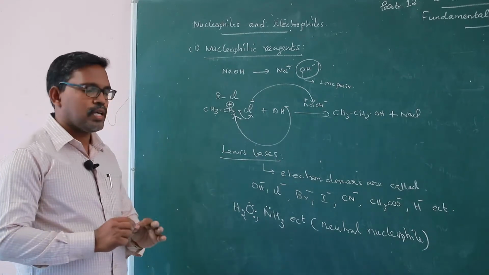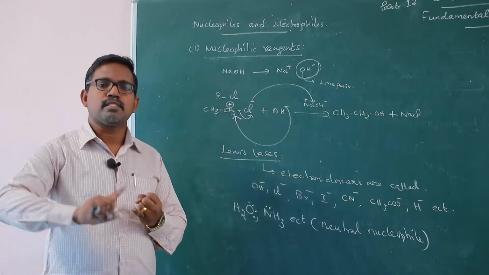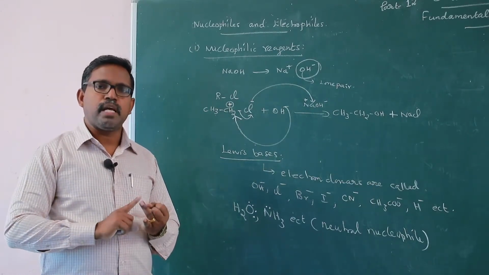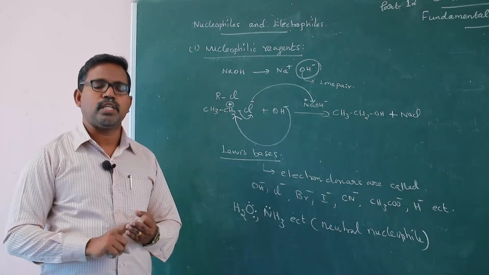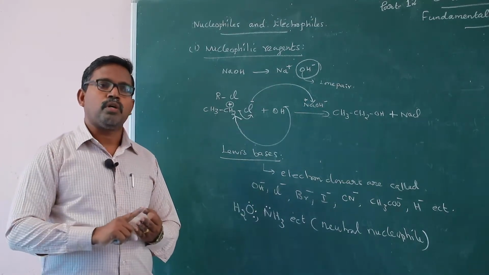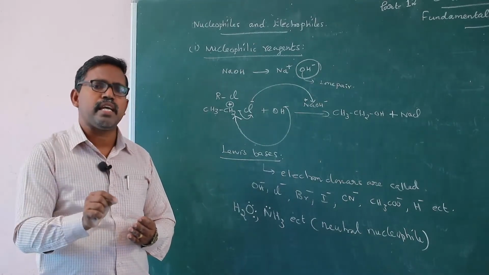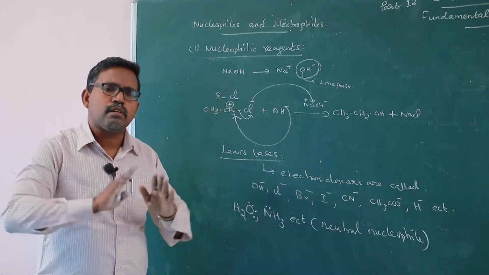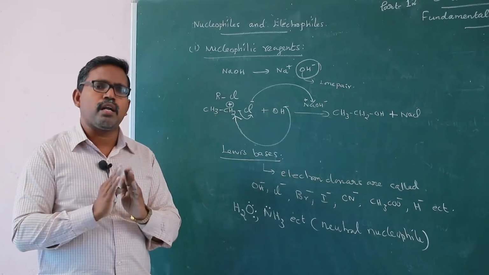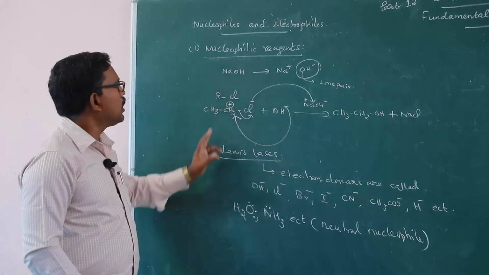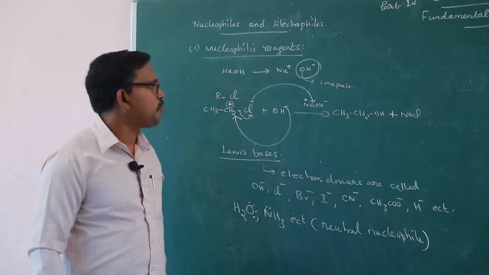So, simply say what are the important points about these nucleophiles. Nucleophiles are electron sufficient centers. Nucleophiles act as Lewis bases. They donate the electrons, electron donors. They donate the electrons to electron deficient centers, or simply say they attack electron deficient centers. They must have a lone pair of electrons in their valence shell. They may be divided into charged nucleophiles or neutral nucleophiles.